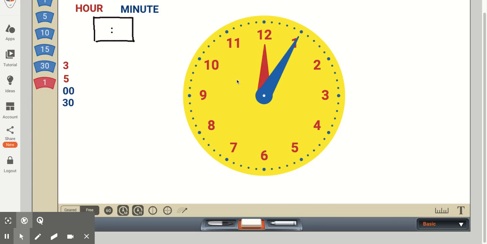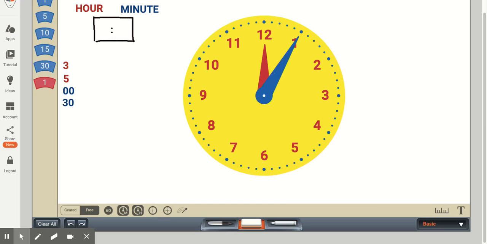And now I've introduced the minute hand also. So the red hand is the hour hand. The blue hand is the minute hand. And sometimes we hear the students refer to the big hand and the small hand, or the shorter hand and the longer hand. So this shorter hand is the hour hand, and the longer hand is the minute hand.